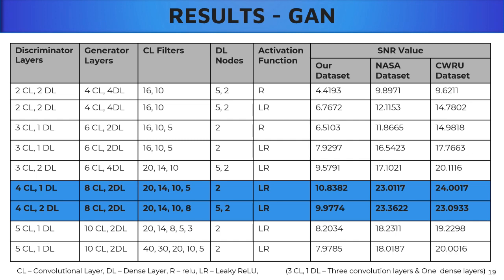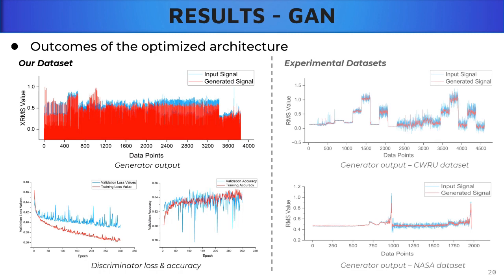This table shows the summary of the experiments that have been conducted. SNR values achieved by our dataset, along with the benchmark datasets, are shown under the last column for each different configuration of parameters. The highlighted rows indicate the highest SNR values that were achieved by the model. These diagrams show the generator and discriminator performance under our dataset and the benchmark datasets.